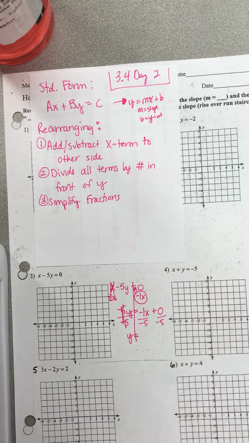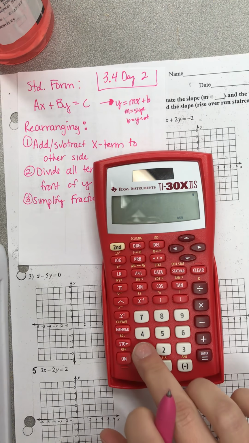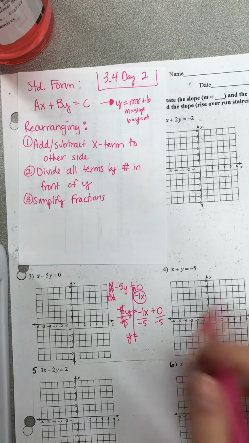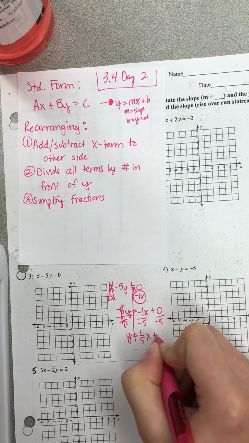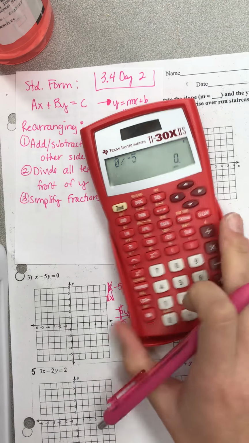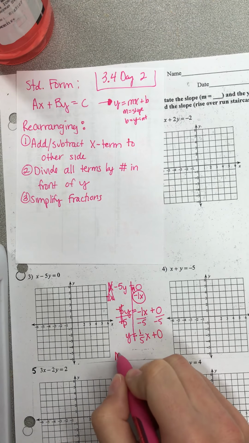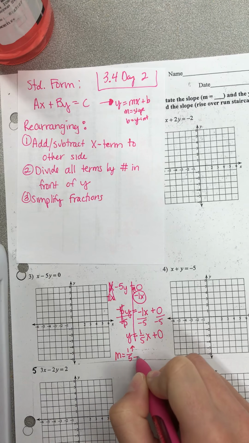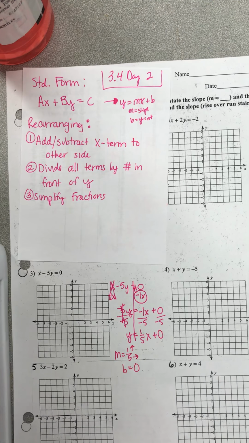A negative divided by a negative is a positive, and if I check 1 ABC 5 in my calculator, that stays 1 over 5. So 1 over 5x plus, and then I do 0 divided by negative 5, which is 0, so 0 gets added to the back. From there, my slope, or my m, is 1 over 5. That's up 1, right 5. And my y-intercept is 0.